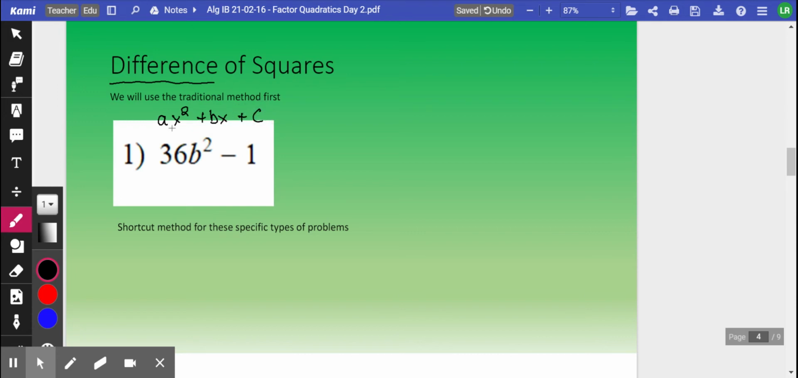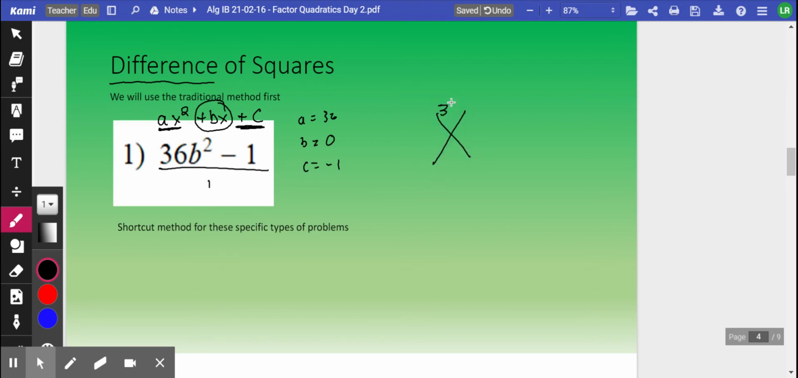Okay, and an important thing, if we look at our general form, we have the ax squared, the bx, and the c. Well, I have the ax squared part, and I have the c part. It is missing this part. Okay, so if we were going to do this in a traditional manner, a is 36, b is gone, so it's 0, and c is -1. I'd start off, what can I divide out? 1, it's done.